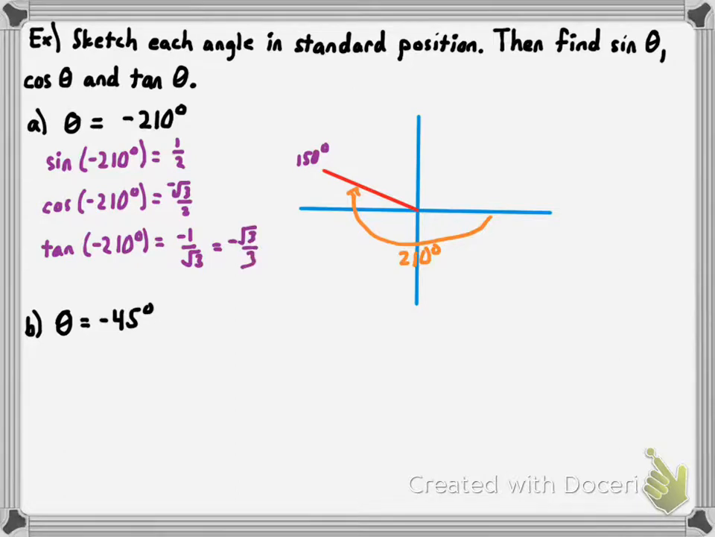Alright, then when theta equals negative 45 degrees, go ahead and draw that. It would be a reflection in the x-axis of positive 45 degrees, which would be there. So here then is negative 45 degrees. And show that it was negative by showing the direction that the angle traveled, just like we did before, and how far.